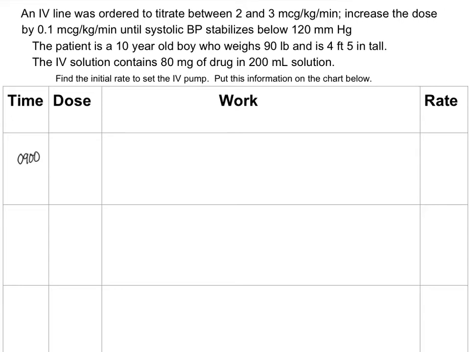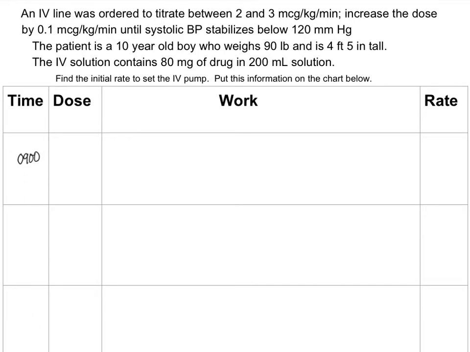This is the first example that we will see involving a titration situation. So we are told an IV line was ordered to titrate between 2 and 3 micrograms per kilogram per minute. We are to increase the dose by 0.1 micrograms per kilogram per minute until the patient's systolic blood pressure stabilizes below 120 millimeters of mercury.